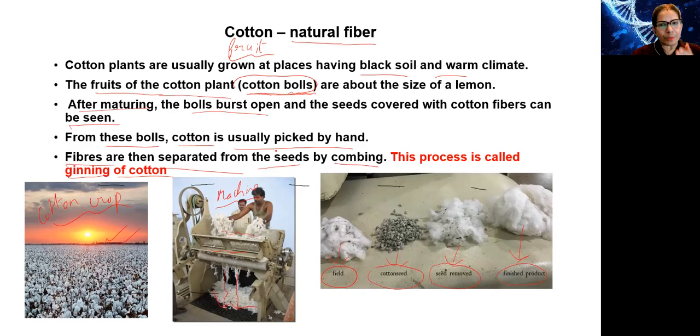So in order to separate the seed from the fiber, a process called ginning of cotton is used. Ginning is the process. Now ginning can be done either by hand or by using a machine. Okay, and finally the seeds are separated and the cotton fiber is obtained. So this is how cotton is obtained from the plant. We have got the cotton fiber. We are still at the fiber stage. So this is how we get the cotton fiber.